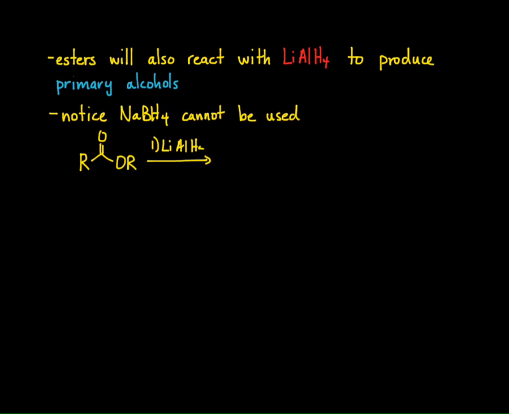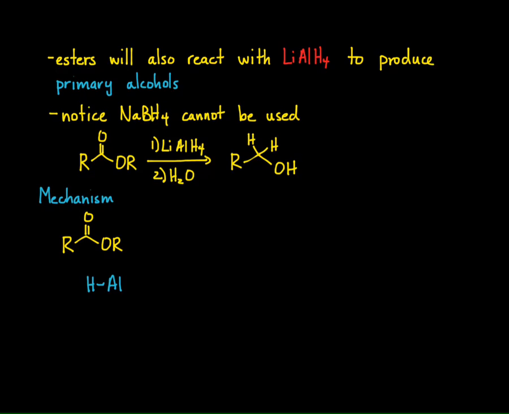And in general, we have an ester reacting with lithium aluminum hydride in some aprotic solvent, followed by an aqueous workup, and we generate a primary alcohol. And again, the mechanism of this is going to be very similar to the mechanism of acid chlorides reacting with lithium aluminum hydride. So let's again just take a look at that mechanism, where you have now this time an ester reacting with the aluminum hydride.